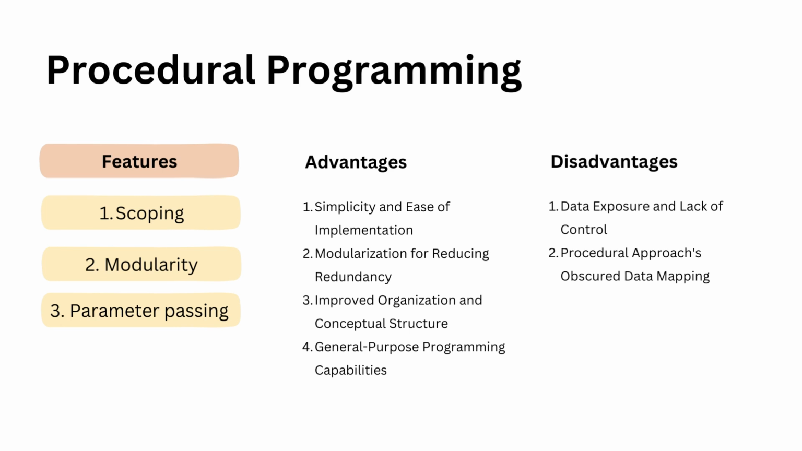First up, we have scoping. Think of this as a set of rules that act like boundaries in your code. These rules keep everything organized, making sure you don't accidentally mess with parts of your code that you shouldn't. It's like playing a game with clear boundaries.